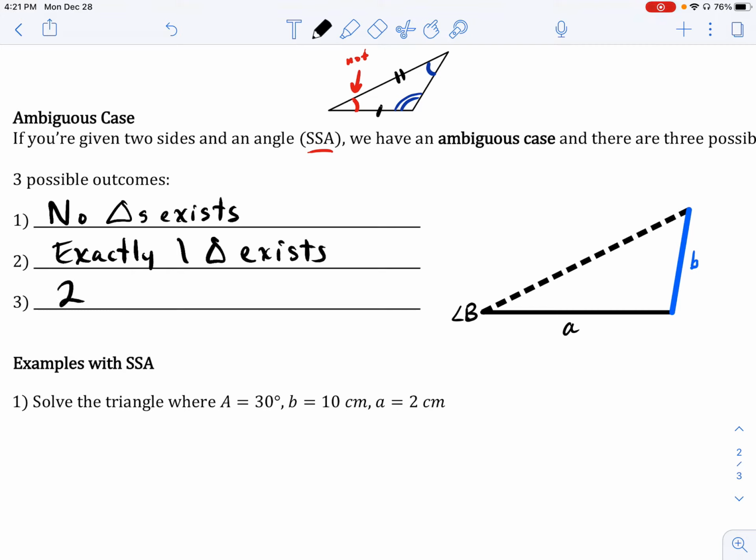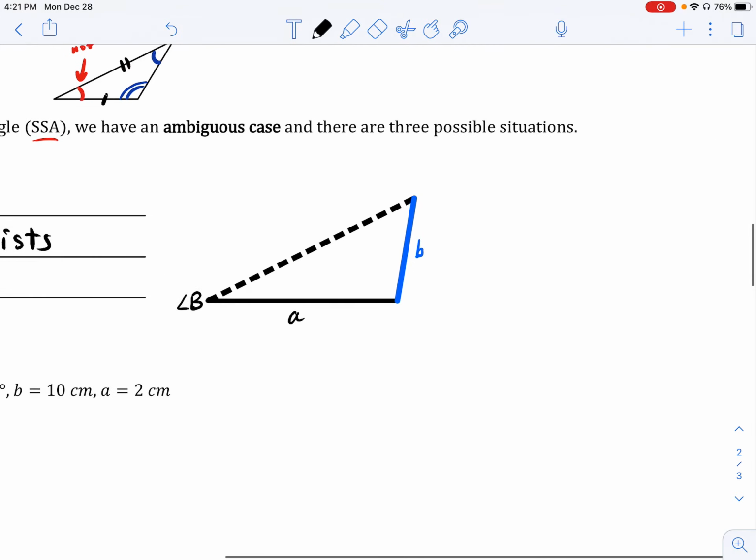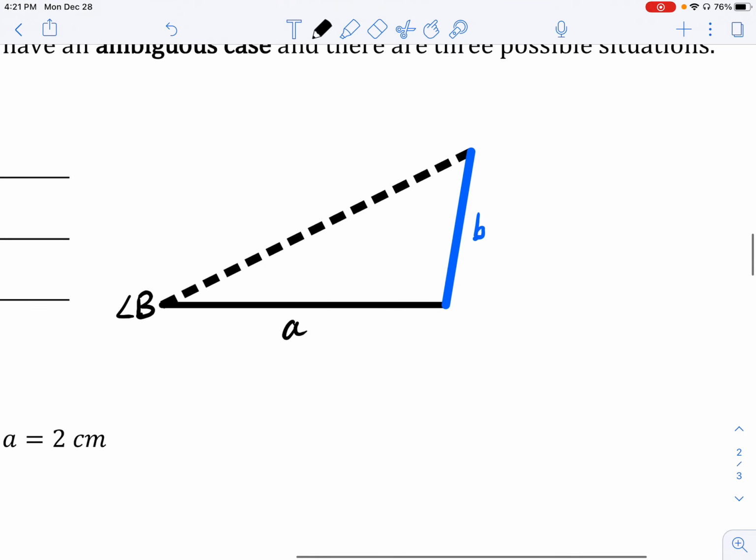or it's possible that we could actually form two distinct triangles from one another, or two triangles exist. So we could actually form two different triangles from the sides and angle that are given to us. And oftentimes students will ask, well, how is that possible? How is it possible that we could actually have two different triangles from what is given? So I want to show you this scenario here.